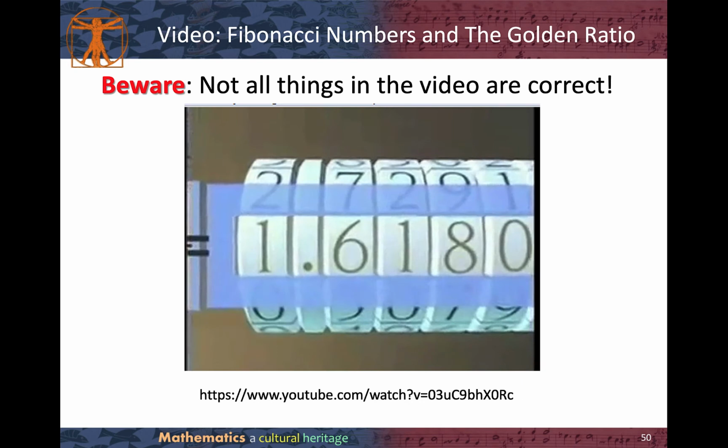Right now, I would like you to pause this video and watch this YouTube video on Fibonacci numbers and golden ratio. But I would like to remind you that not everything in this video is correct.